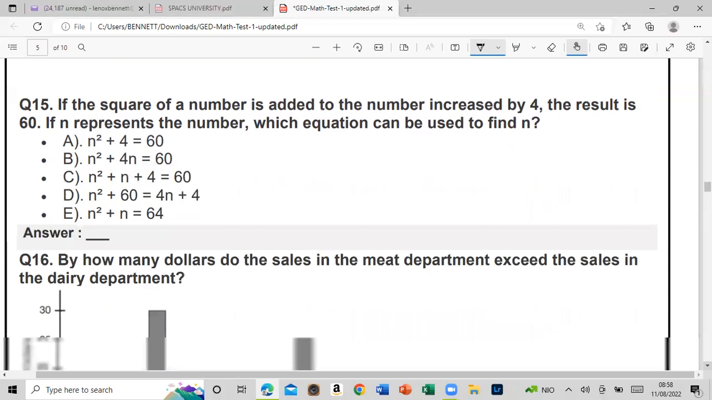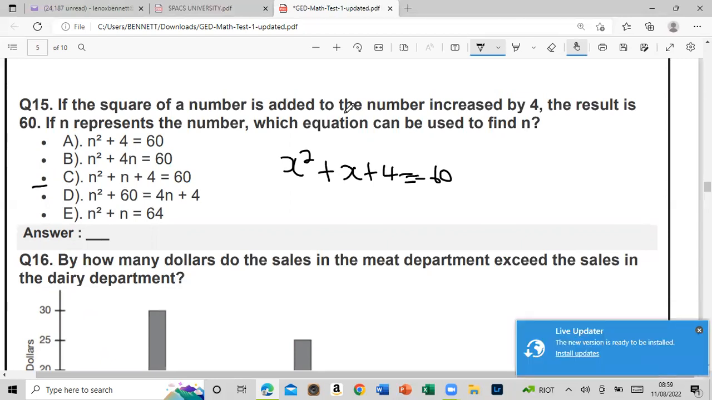Alright, let's move on to 15. If the square of a number is added to the number increased by 4, the result is 60, represent the number. Okay, so the square of a number, oh, they give us n. I'm going to use square X plus 4. And then we just take the equivalence. That equals 60. So they told us to use n. So that would be C. That one is straightforward. So that will be C.